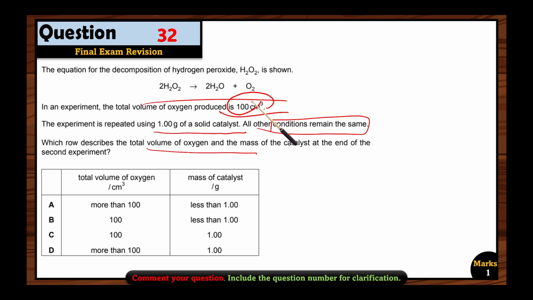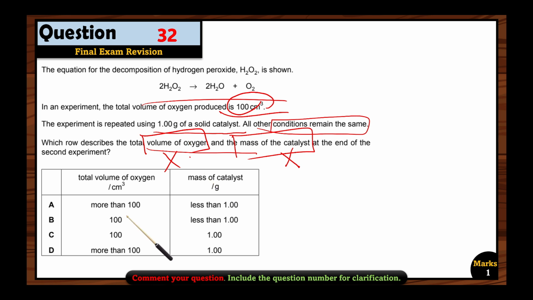If you are getting 100 centimeter cube of the oxygen in 10 seconds, maybe now you will get it in 5 seconds because you are using a catalyst. But the volume will remain the same. It will not change the product mass or the volume. And also the mass of the catalyst, because a catalyst is any compound that only speeds up the reaction, but what will happen to its mass? Its mass remains unchanged at the end. So nothing will happen to the mass of the catalyst and also the volume of oxygen.